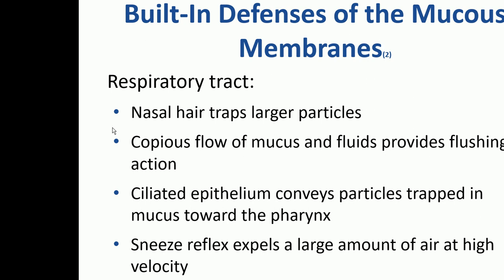In the respiratory tract, nasal hair can trap large particles. Mucus and fluids provide flushing actions, and ciliated epithelium conveys particles trapped in the mucus towards the pharynx. These are all first line of defense mechanisms.